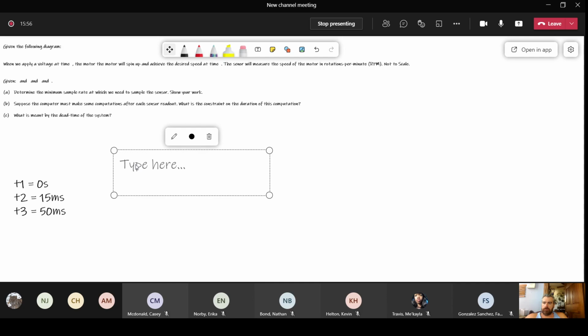Okay, so determine the minimum sample rate which you need to sample the sensor. I'm going to assume you can see the diagram on your copy of the assignment. You want to sample based on the rise time. So that's the difference between T3 and T2, which is 50 minus 15 milliseconds, which is 35 milliseconds.